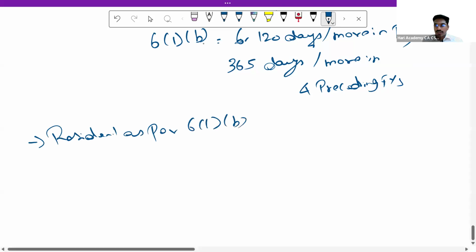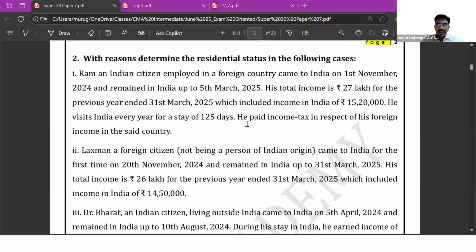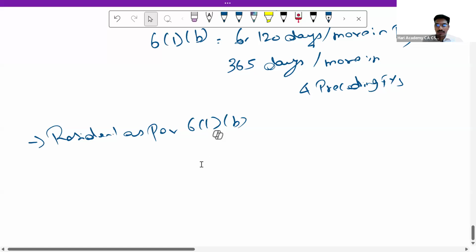Once we are sure he is a resident, the next point we have to see is whether he is a resident and ordinary resident, or a resident but not ordinary resident. To check this, we have to go to section 6.6. As per section 6.6, if his income from India is more than 15 lakhs and he has paid taxes outside India, he has to be treated as a resident but not ordinary resident.